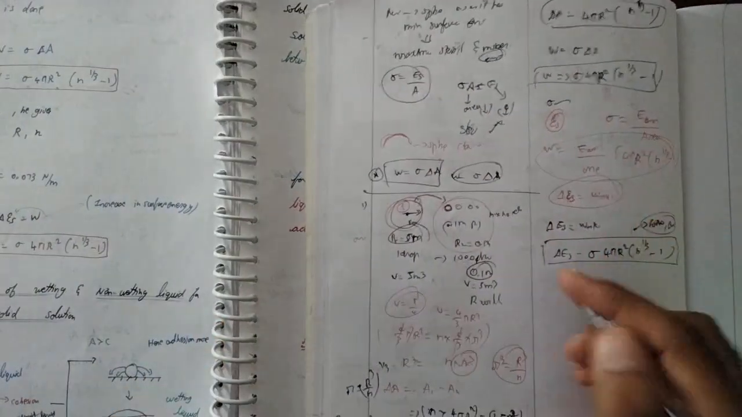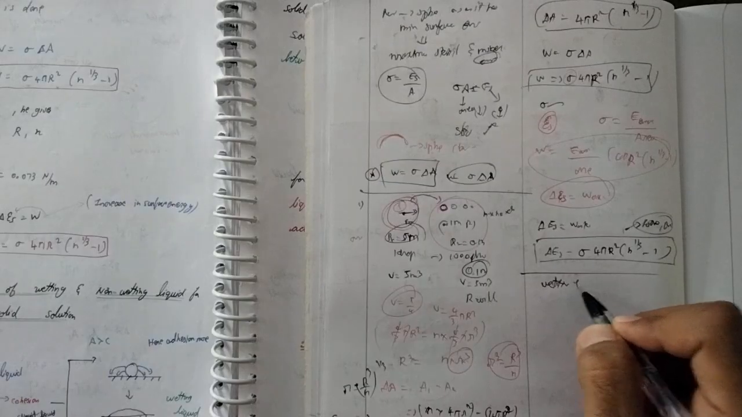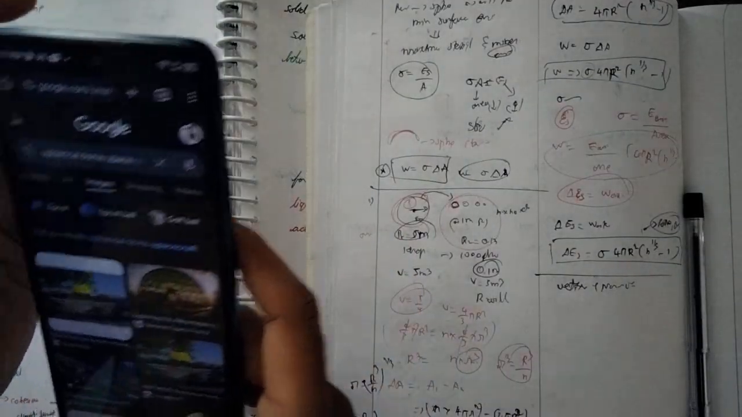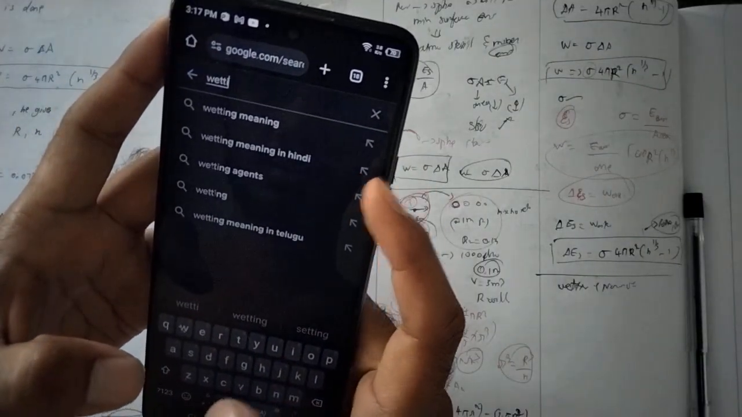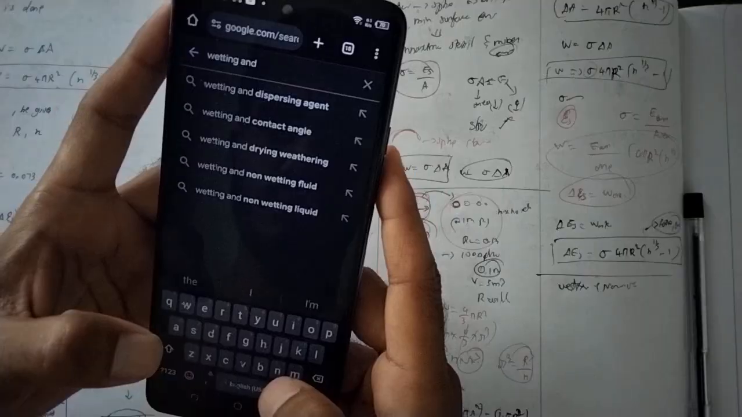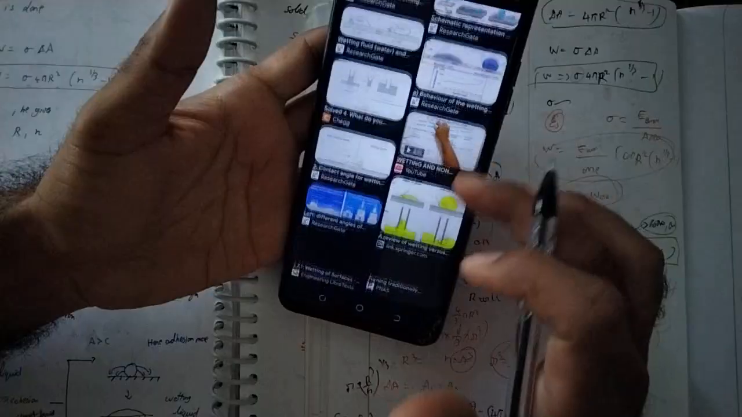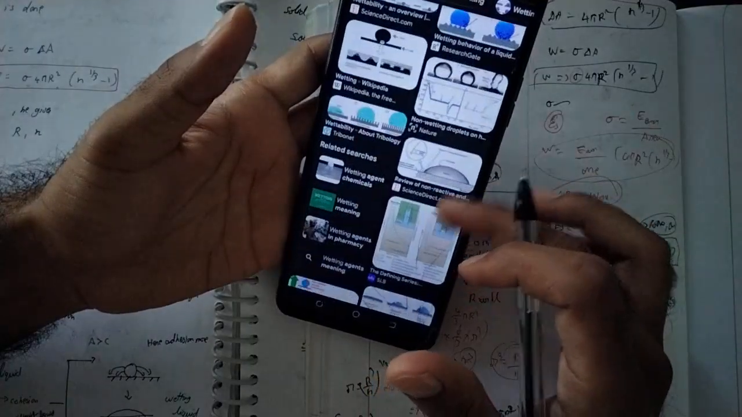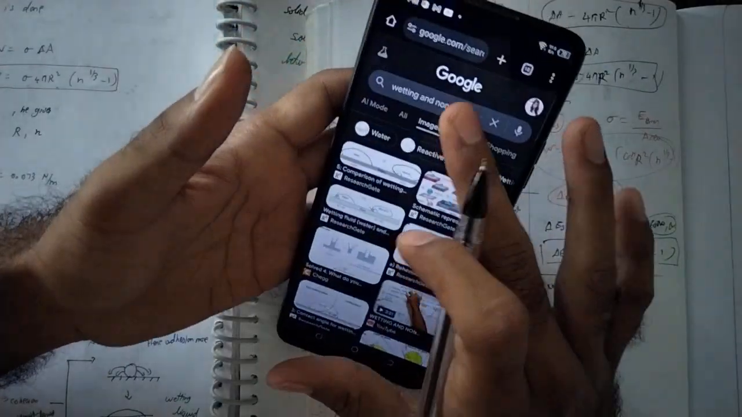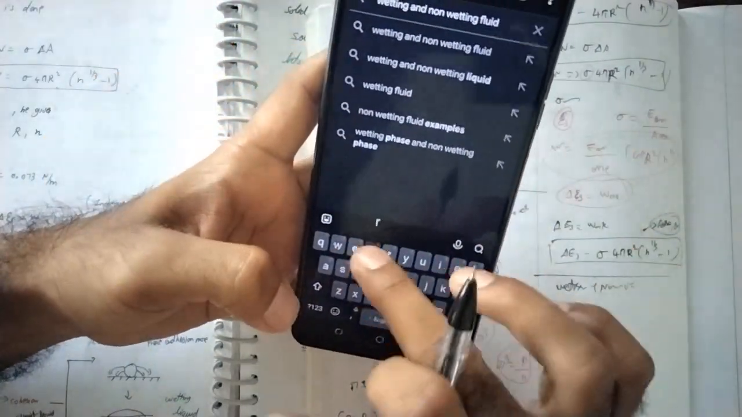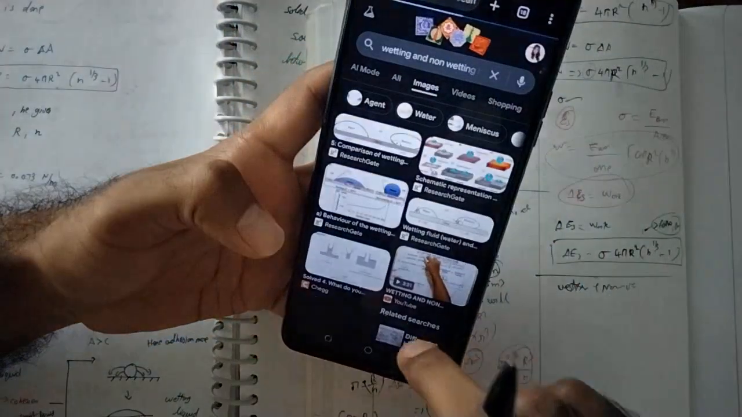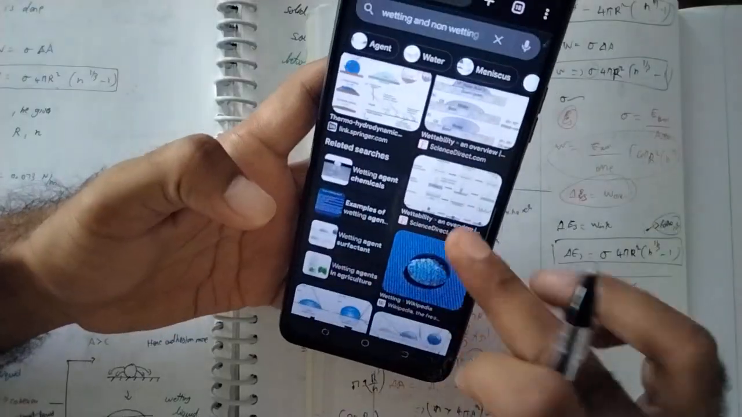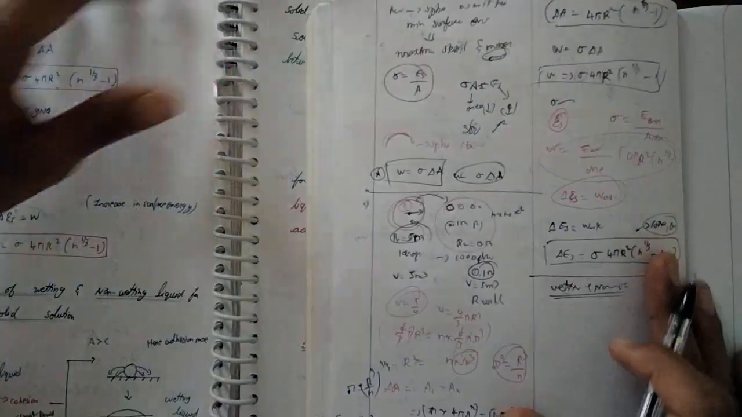So the next thing is the concept of wetting and non-wetting liquids. If it were shown in a really good example, it would be a good thing, but I think they are not giving a good image now. Anyways, suppose wetting and non-wetting, you can see here, guys.